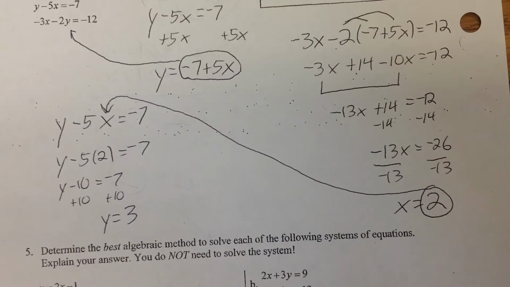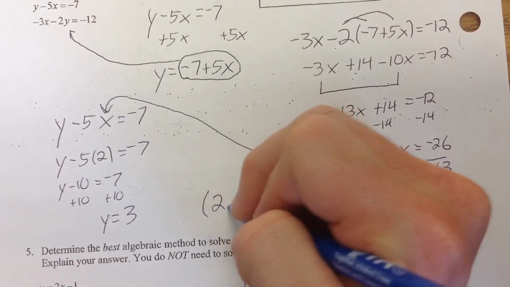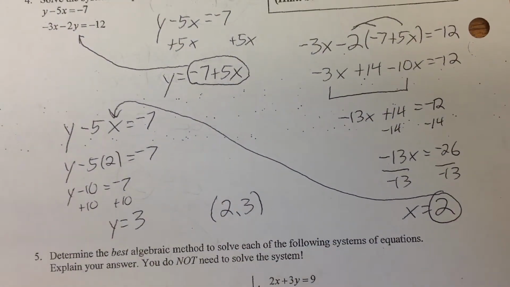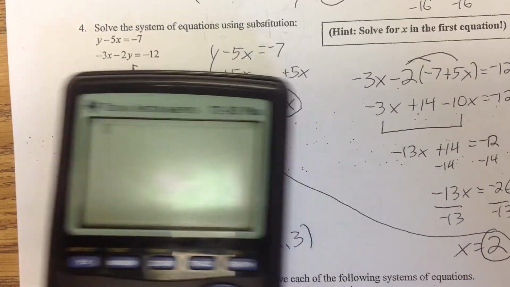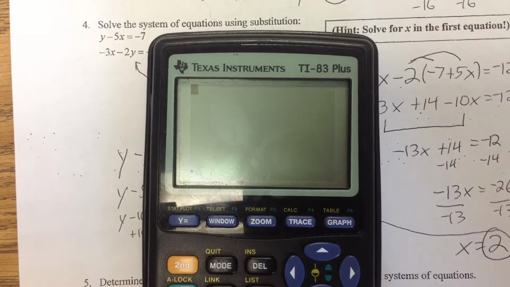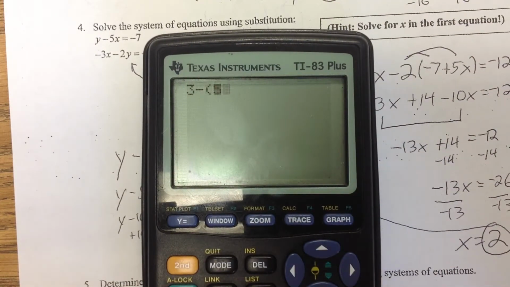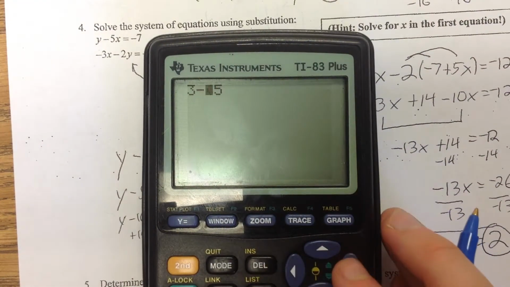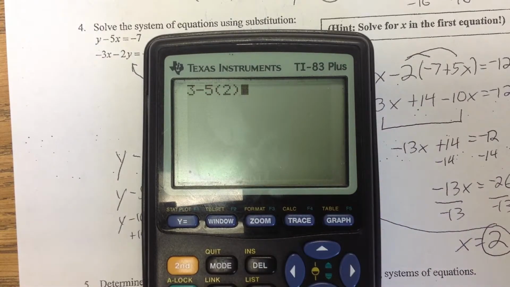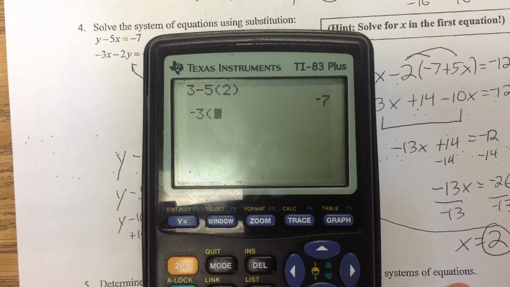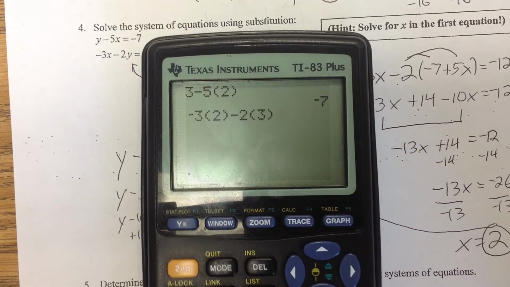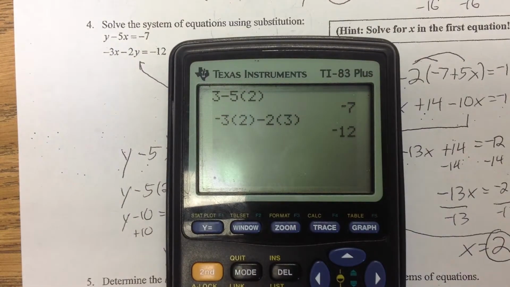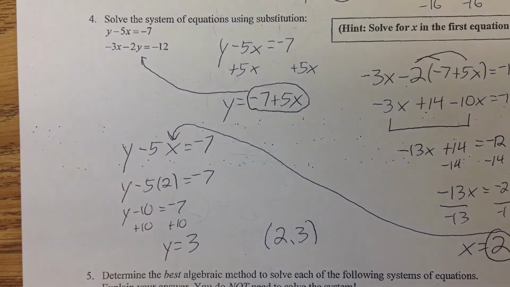So again, if we actually were to graph these lines, they'd be intersecting at the point 2, 3. And just to prove that that is in fact the case, let's plug them in here. So the first one was y minus 5 times 2, so 3 minus 5 times 2, and that should give us negative 7. And it does. The next one was negative 3 times 2, because that's our x, minus 2 times 3, because that's our y, and this should give us negative 12. And it does, so it checks out, and we're good there.